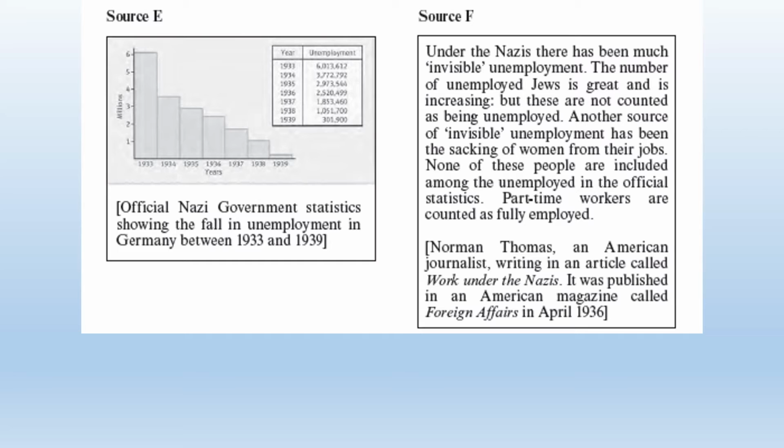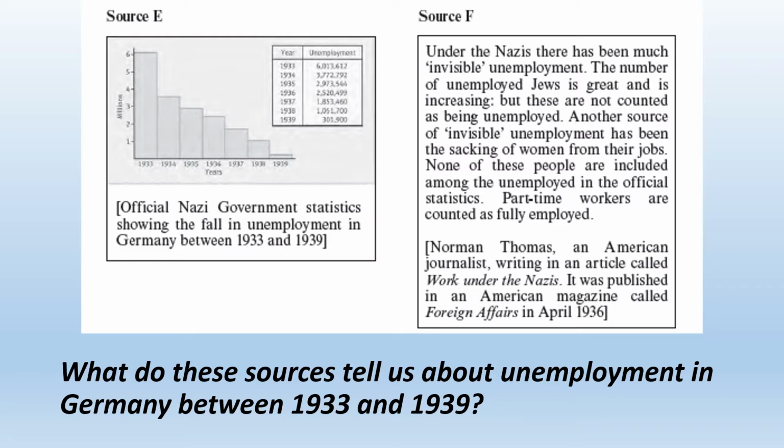So going on with invisible unemployment, we've got two sources here. And the big question for us is to be able to explain what these sources tell us about unemployment in Germany between 1933 and 1939. Now, in source E, we have 33 all the way up to 39, and we're showing the unemployment. And this is a pretty drastic fall. In 1933, we're quite comparable to America, having a significant amount of the population who is unemployed. But we've got this extremely steep decline in unemployment. So things are getting better in Germany.